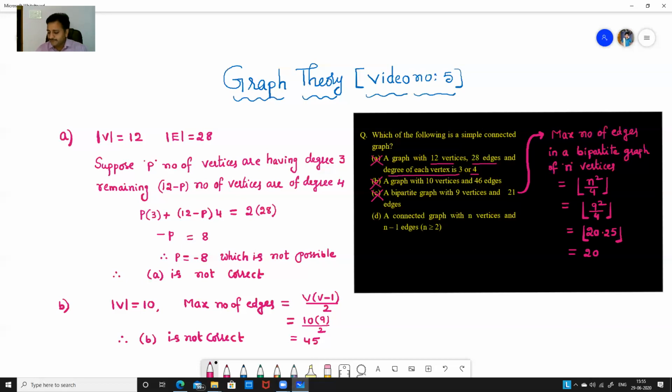A connected graph with n vertices and n minus 1 edges. Yes, it is true. We already saw that a simple connected graph must contain at least n minus 1 edges. Then only we can say the graph is connected, right? So a connected graph with n vertices and n minus 1 edges is correct. If it has fewer than n minus 1 edges, obviously it is not connected. Okay, it's a basic principle. Therefore, option D is correct, right?